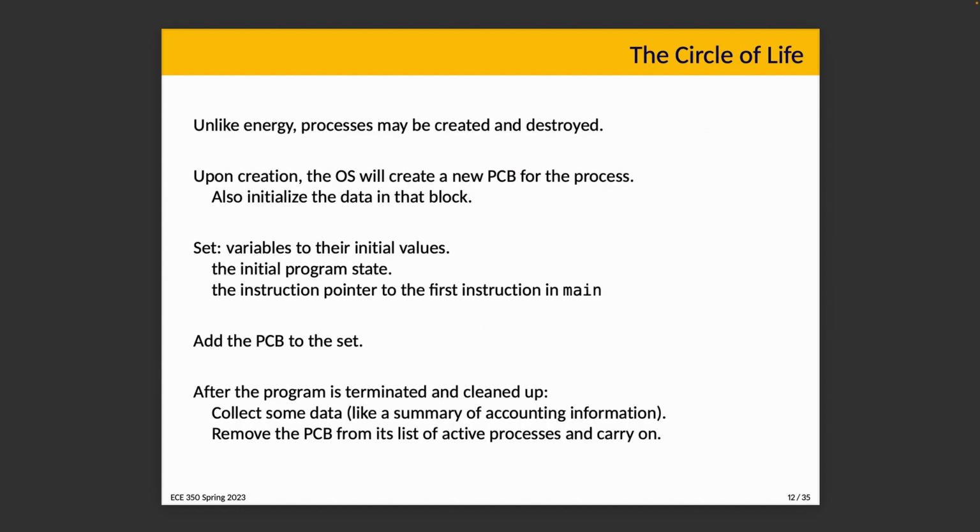And we also talked about the circle of life. Upon creation, the operating system will create a process control block, which implies that process control blocks can be created and destroyed. Upon creation, that's allocation of a new process control block and initialization with some values: set variables to their initial values, set initial program state, set the instruction pointer to the first instruction in main, and add the PCB to the set. After the program is terminated and cleaned up, then maybe we need to collect some data, a summary of accounting information, something like that, remove the process control block from the list of active processes, and we carry on.